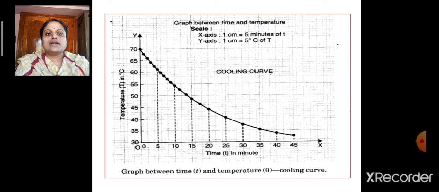Now let us see a graph between temperature and time, which is related to Newton's law of cooling, and it is known as the cooling curve. From the graph, it is evident that as the time increases, the temperature of the object decreases. It decreases steadily in the initial stages, and as the temperature difference between the system and surroundings goes on decreasing, the rate of cooling also decreases.